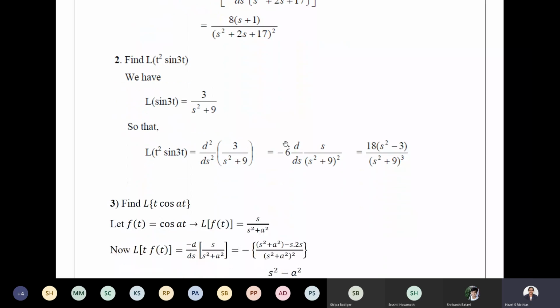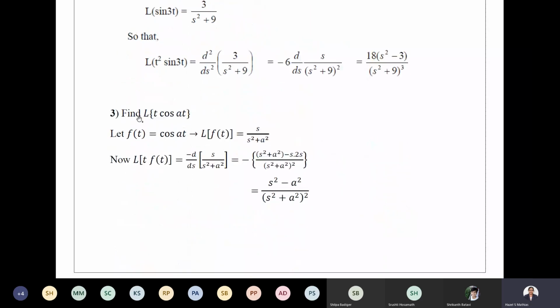Okay. Third one. Now, Laplace transform of t cos at. Here also, t power n cos at. First, find the Laplace transform of cos at. What is the Laplace transform of cos at? S divided by s square plus a square. Then what we have to do? Power of t is 1. So it will become minus 1 power 1 d by ds of s divided by s square plus a square.